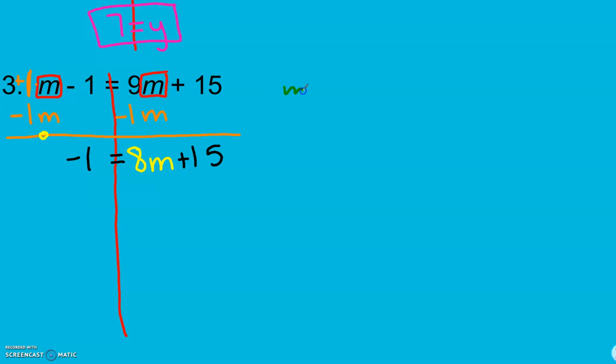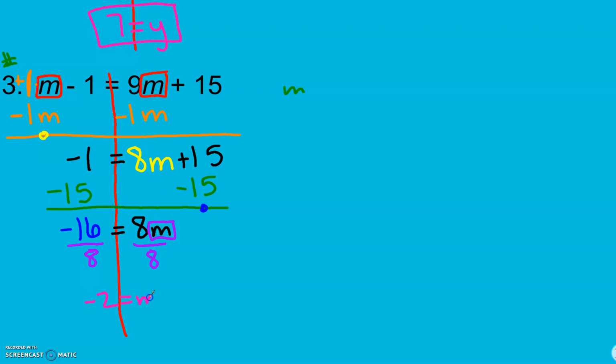We accomplished our goal of getting all of our variables on one side, so I need all my number parts on the other. I get rid of a plus 15 by subtracting 15. Negative 1 minus 15, same signs, add them up, give the common sign. It's still equivalent, and here I didn't change my 8m, but 15 minus 15 is 0. That's what we're looking for there. Now, the only thing left is my m is being multiplied. We get rid of multiplication by dividing. And I get negative 2 equals m.